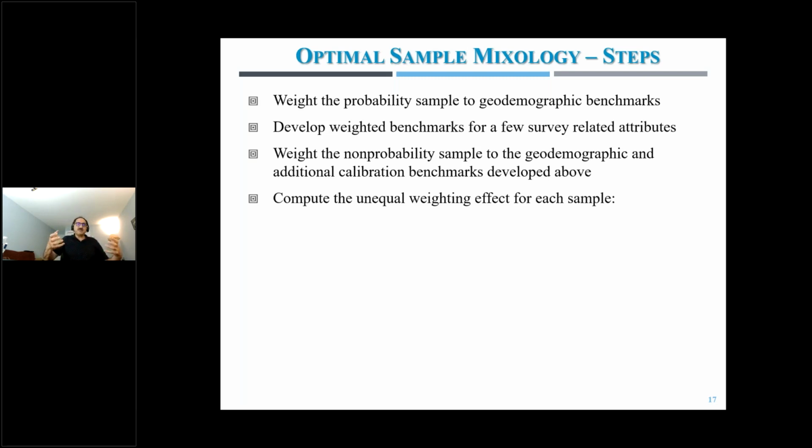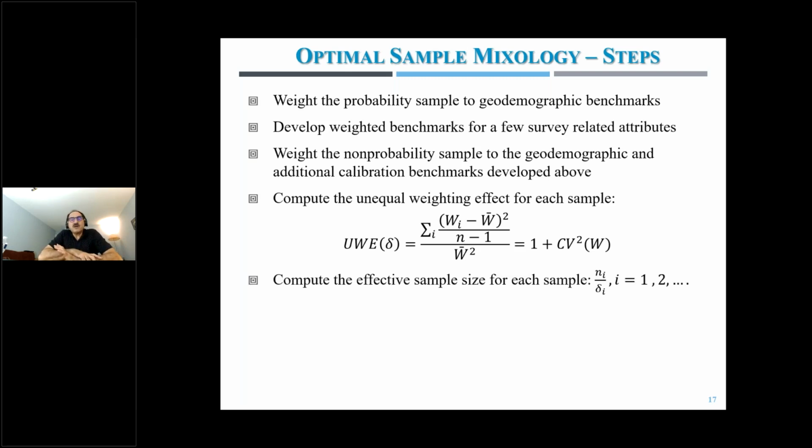And then for each of these resulting samples, a probability-based sample and a non-probability sample, you compute the so-called unequal weighting effect, design effect, whatever you want to call it. And here is a formula for that. It's basically the coefficient of variation of the weights for each of the two samples squared.